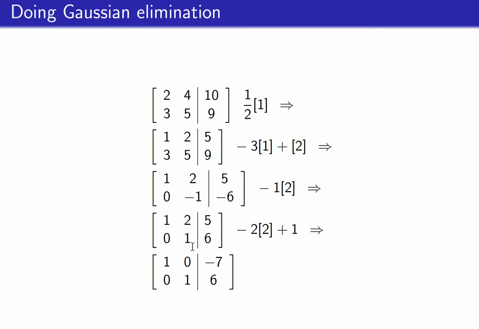Here, by the way, is a summary of what we did, so we can look at it. Here's what we started with. Then we did this row operation, 1/2 times row 1, to get this one. Then you did this row operation to get to this next one. Then we did this row operation to get to this one. And eventually you had this pattern here.